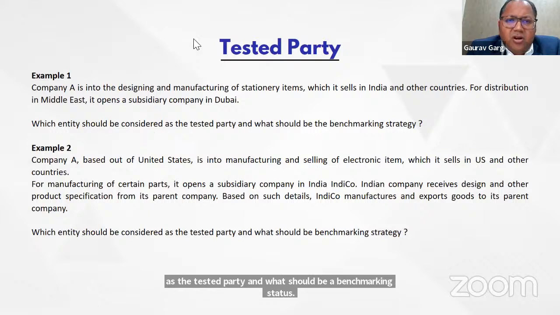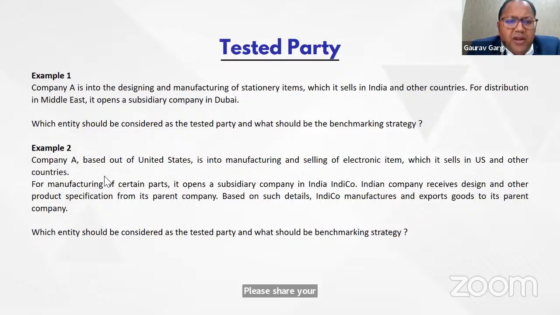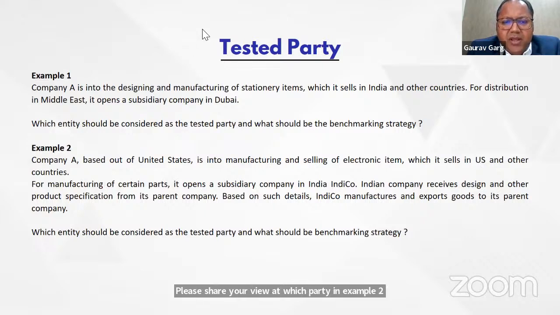Please share your view on which party in example 2 should be considered as the tested party in the chat box.